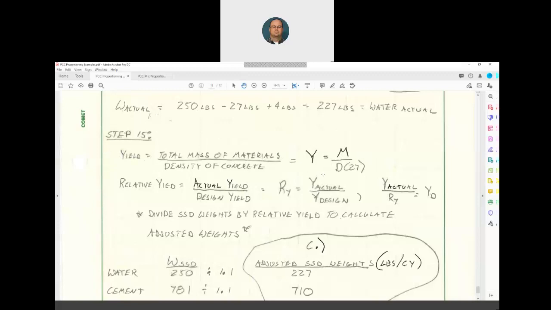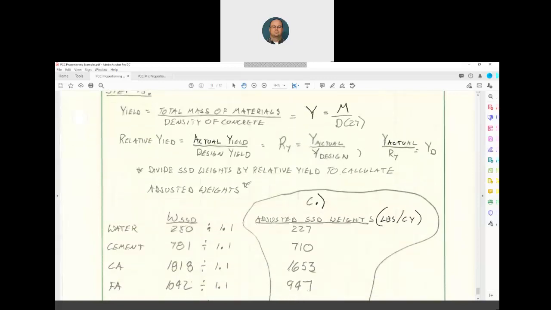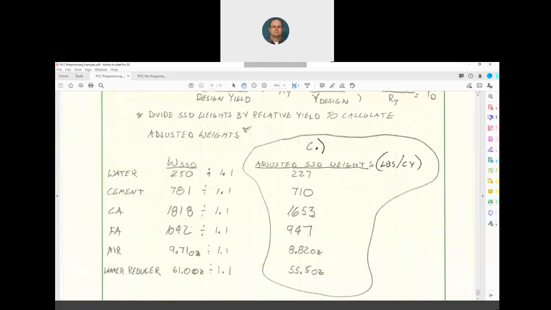So literally what you do when you get your relative yield is take your SSD weights and divide them by your relative yield. If I am over yielding, which is 1.1, I'm making this number smaller, smaller, smaller. So I am reducing the amount of weights to get my yield to 1.0. I want to produce exactly 1 cubic yard of concrete.